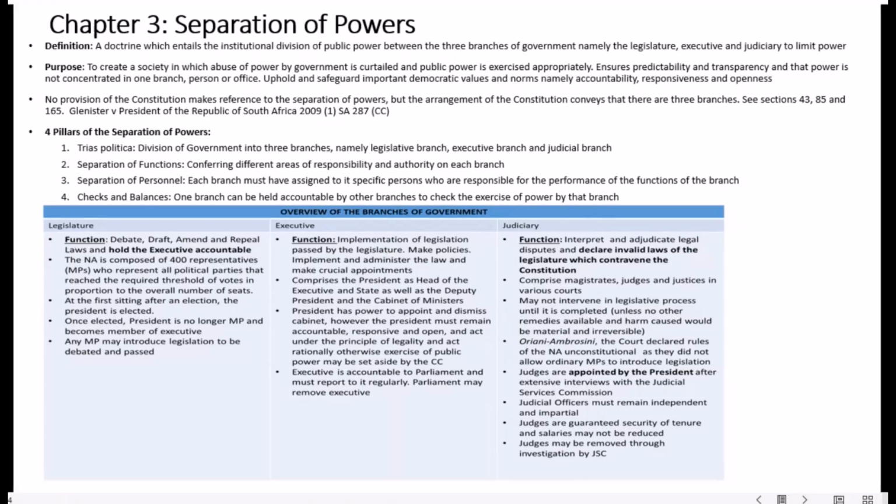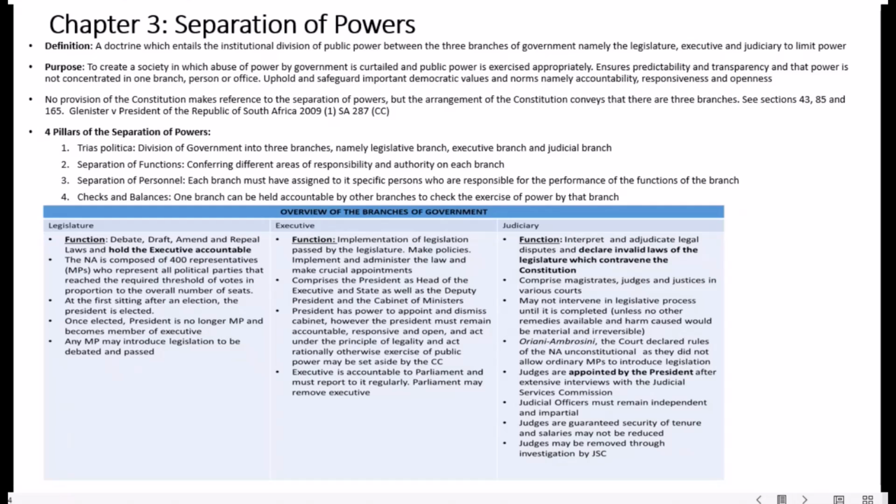And the judiciary may not intervene in the legislative process until it is completed, unless no other remedies are available, colleagues, and harm would be caused. The harm to be caused would be material and irreversible. That is when it would be entitled to intervene. We've got that Oriani-Ambrosini case where the court declared rules of the National Assembly unconstitutional, as they did not allow ordinary MPs to introduce legislation.